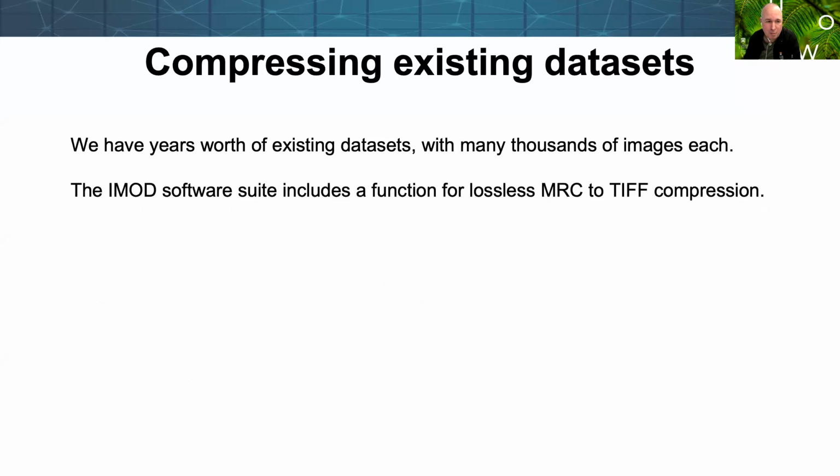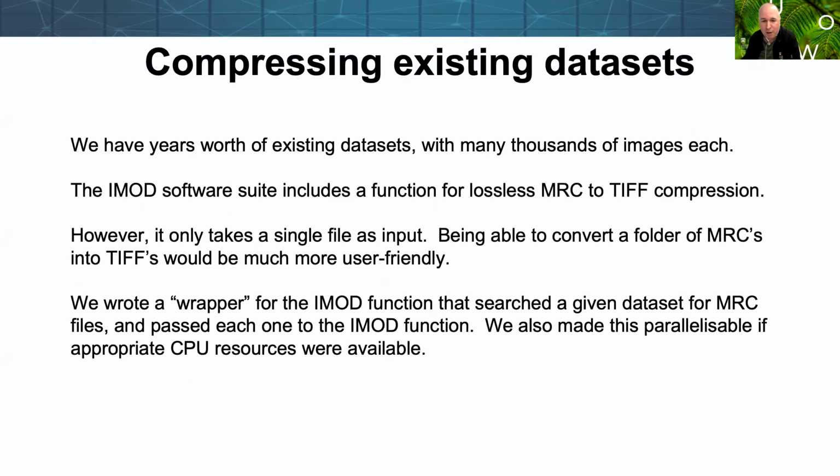So there's an IMOD suite of software that has a function for doing the file compression, kind of an after-the-fact thing. And we looked into that. The first stumbling block was that it takes a single MRC file as input and gives you a single TIFF file as output, which is great, but we had folders with tens of thousands of MRC files, and trying to do that one at a time was not going to be practical.